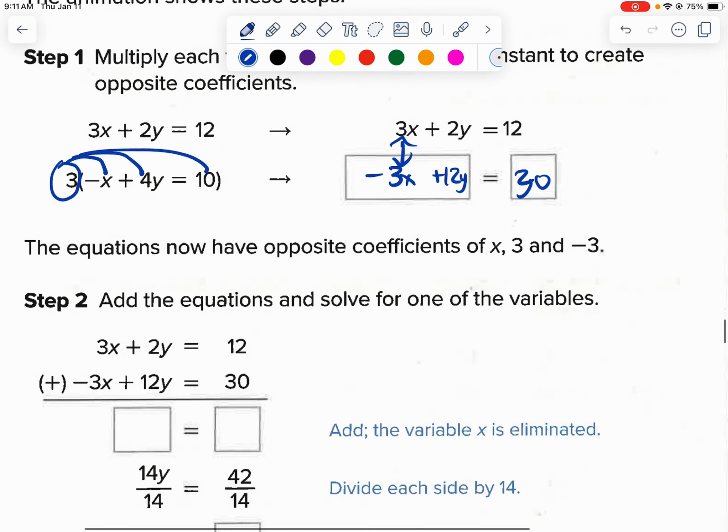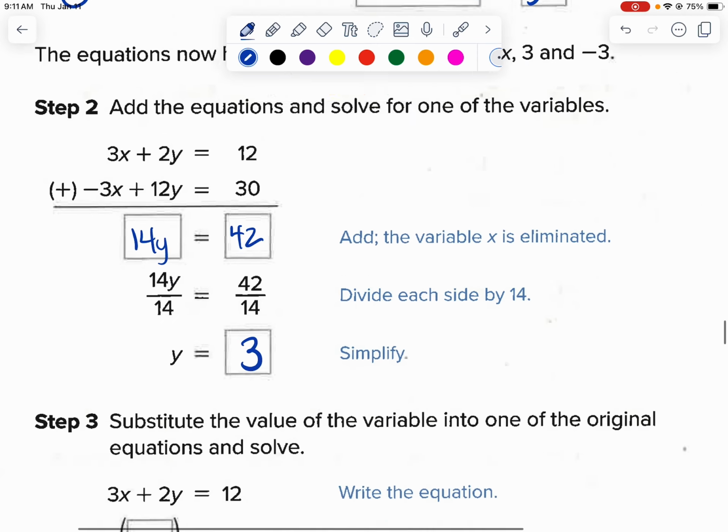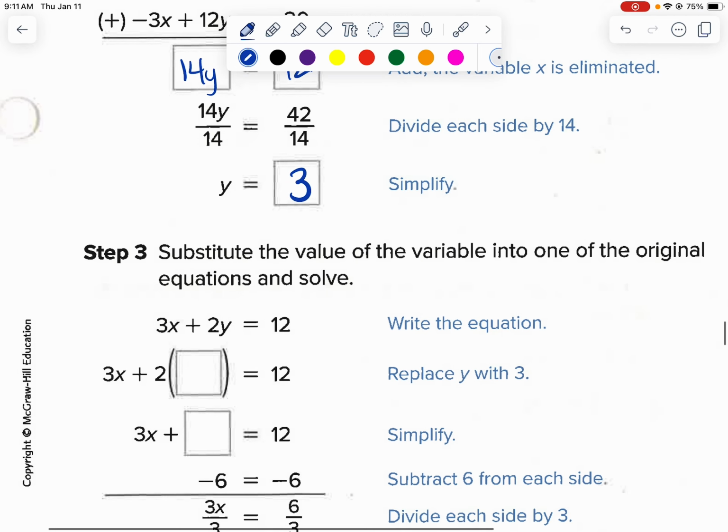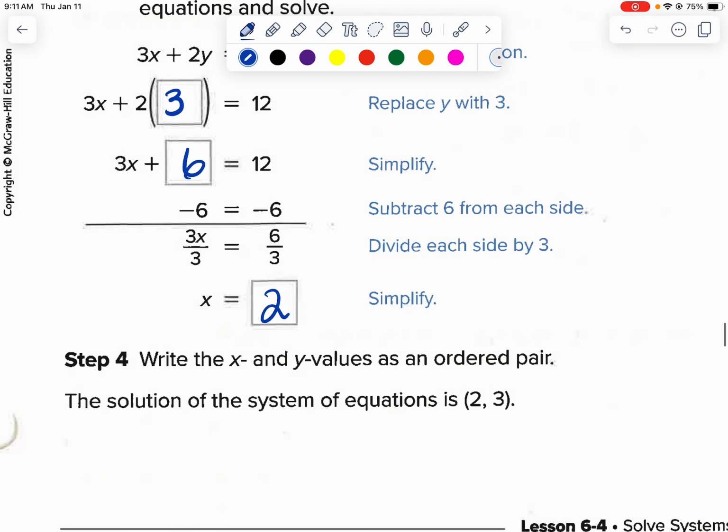Okay, so this will get me 14y equals 42. Divide by the 14, and you get 3. Plug it back into the original equation. Replace the y with 3. Get 6. Subtract 6 from both sides, divide by 3, and get 2. So my point is 2, 3.